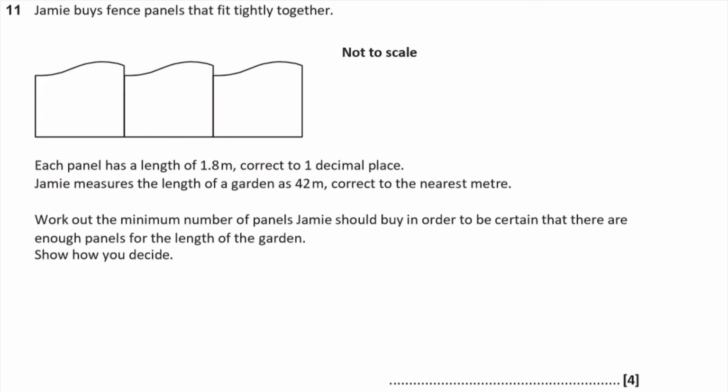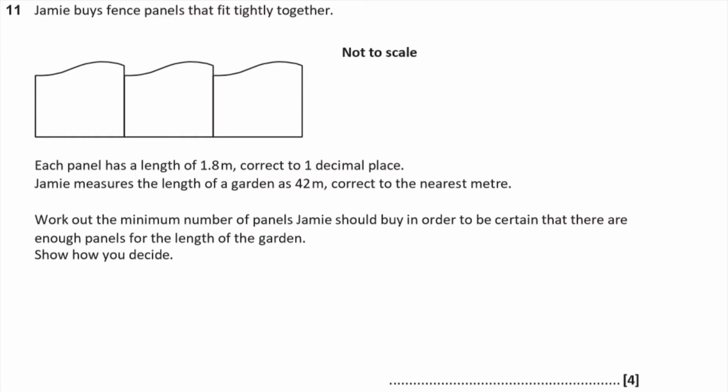Question 11. Jamie buys fence panels that fit tightly together. And there's a bit of a diagram of how they look, little wavy looking things. Each panel has a length of 1.8 meters, correct to 1 decimal place. Jamie measures the length of the garden as 42 meters, correct to the nearest meter. Work out the minimum number of panels Jamie should buy in order to be certain that there are enough panels for the length of the garden. Show how you decide.